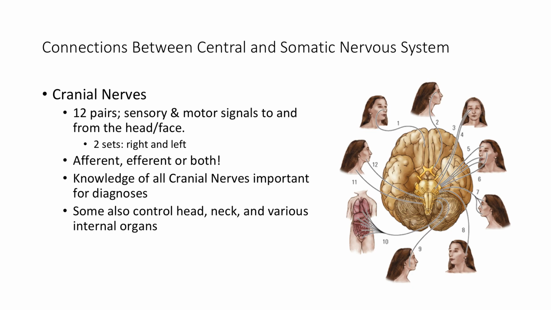Cranial nerves can have afferent functions, as in sensory inputs to the brain from the eyes, the mouth, the nose, or the ears. Or they can have efferent functions for things like movements of the facial muscles, or if you want to stick out your tongue, or if you want to roll your eyes.